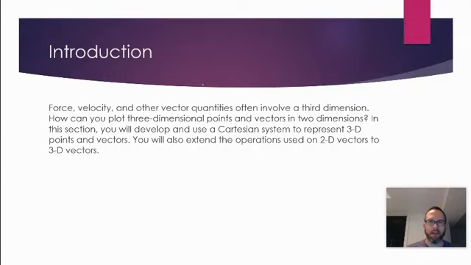So today we're going to develop a Cartesian system to represent 3D points and vectors. And we'll also talk about how to extend things like the dot product and adding vectors, etc., from 2D to 3D. And you'll see it's actually a pretty natural extension to add more dimensions.